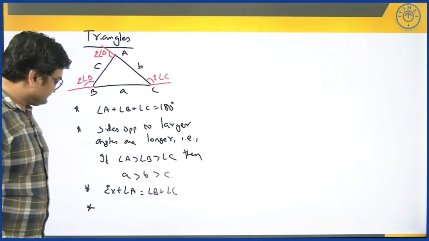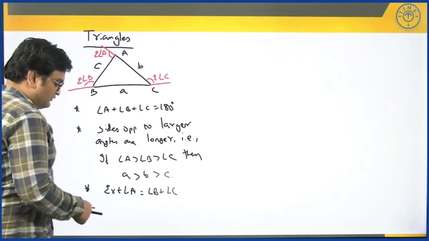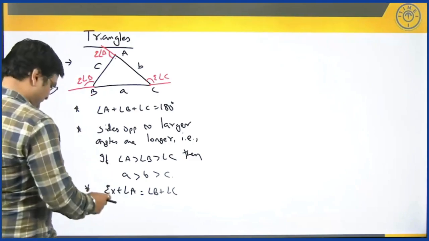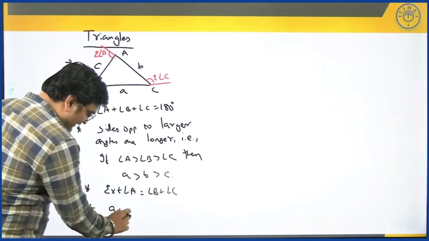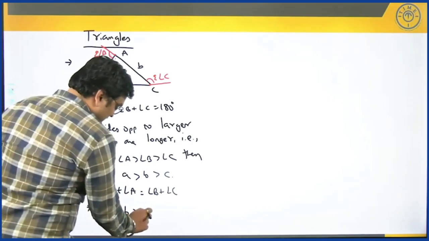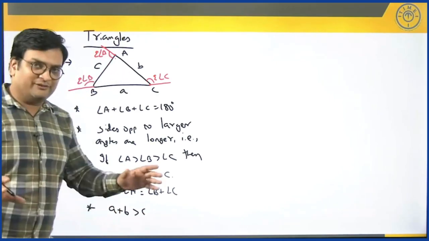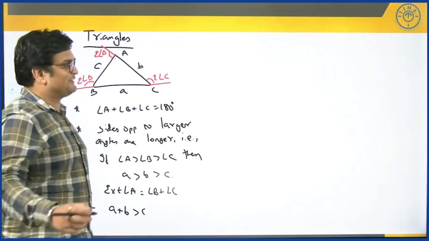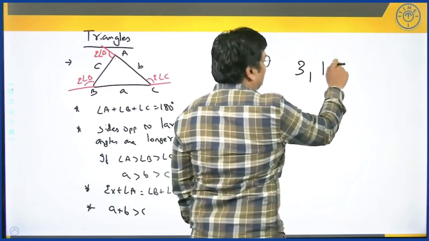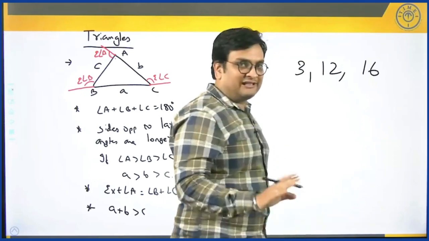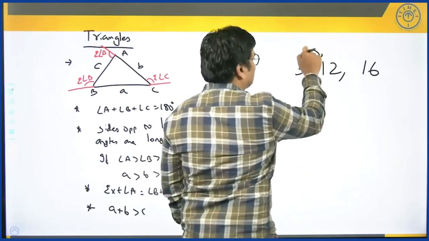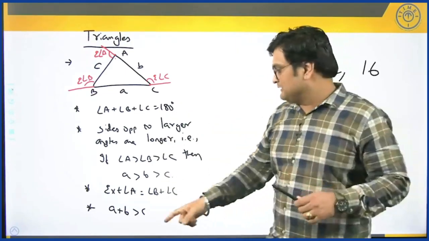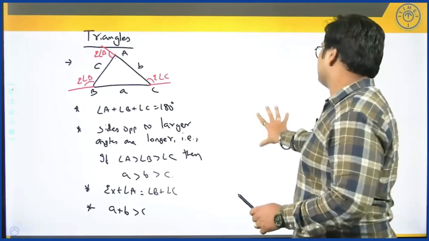Next property. Also, if you have sides given to you in a triangle, we can say that sum of any two sides will be greater than the third side always. If this is not true for any triplet of values, then the triangle is not formed. For example, if I ask you, can we form a triangle with these sides? The answer is no, because if you add these two sides, you get 15 and 15 is not greater than 16. For a triangle to be formed, sum of any two sides should be greater than the third side.